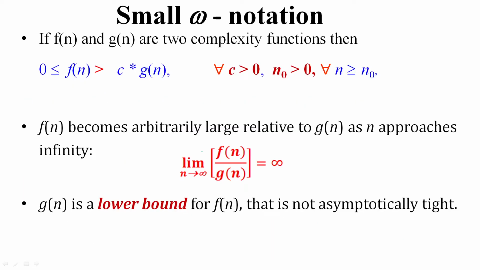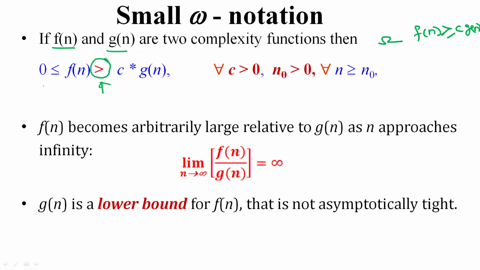The next one, small omega notation. So again assume f of n and g of n are two functions which are computed from two different algorithms for the given single problem statement. Here f of n is always greater than c into g of n. In the previous big omega notation, f of n is greater than or equal to c into g of n. But here the small omega notation represents when f of n is strictly greater than c into g of n.